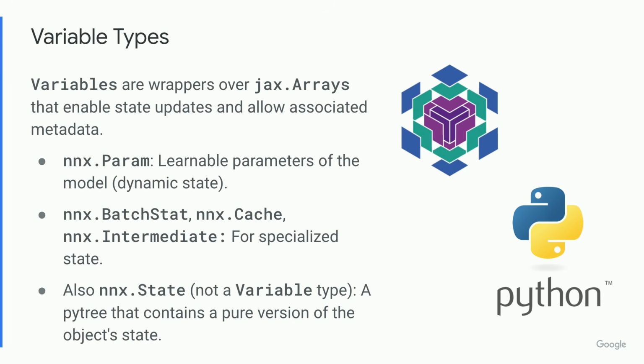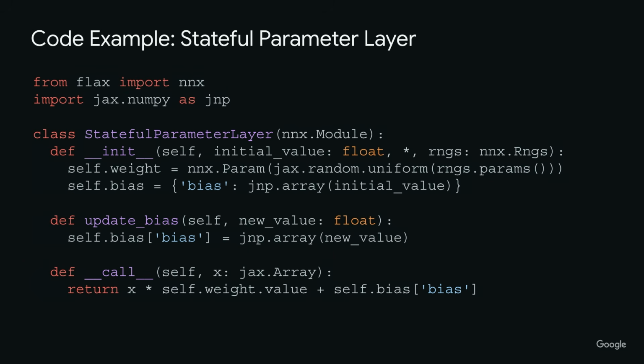NNX provides different types of variables to manage different aspects of your model state. nnx.Param is for learnable parameters, and nnx.State is for mutable variables that change during the forward pass. This example demonstrates the use of both nnx.Param and standard Python containers. Weight is a learnable parameter, while bias is a Python dictionary that can be updated.